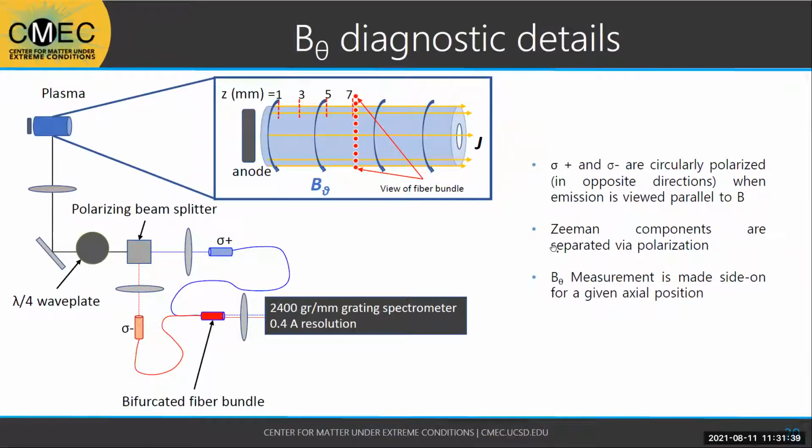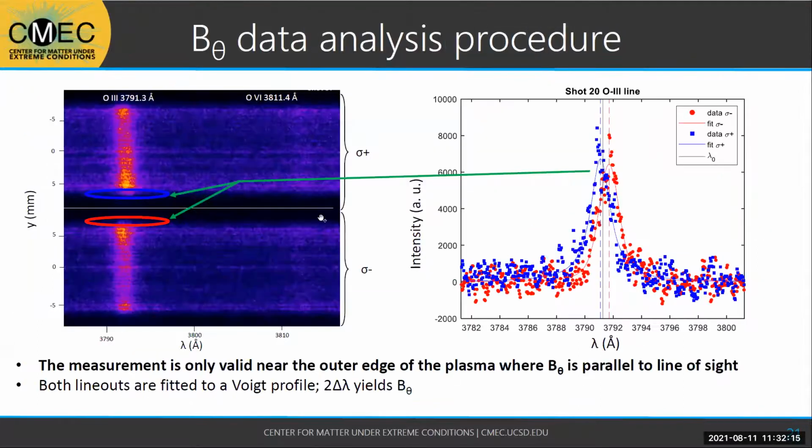So now I'm going to be getting into the results from the magnetic field. This is what the spectrometer is seeing. At one axial location, we have this fiber array that's looking across the entire plasma, and this is picked up by an imaging system with a lens and wave plates, separating one image into the two polarizations and sent to our spectrometer.